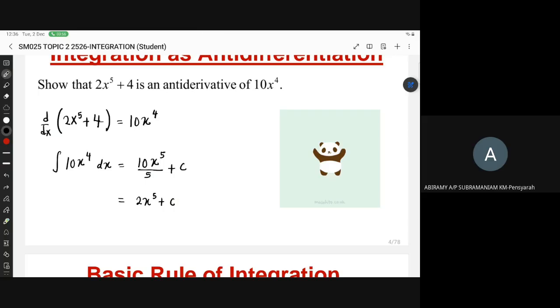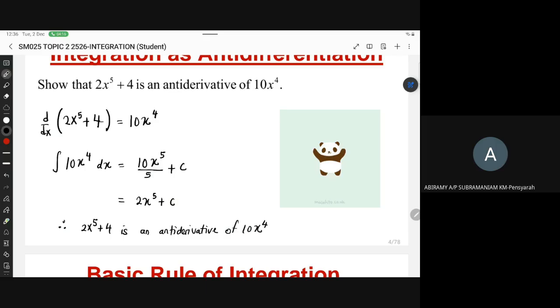We can say that 2x to the power of 5 plus 4 is an antiderivative of 10x to the power of 4.